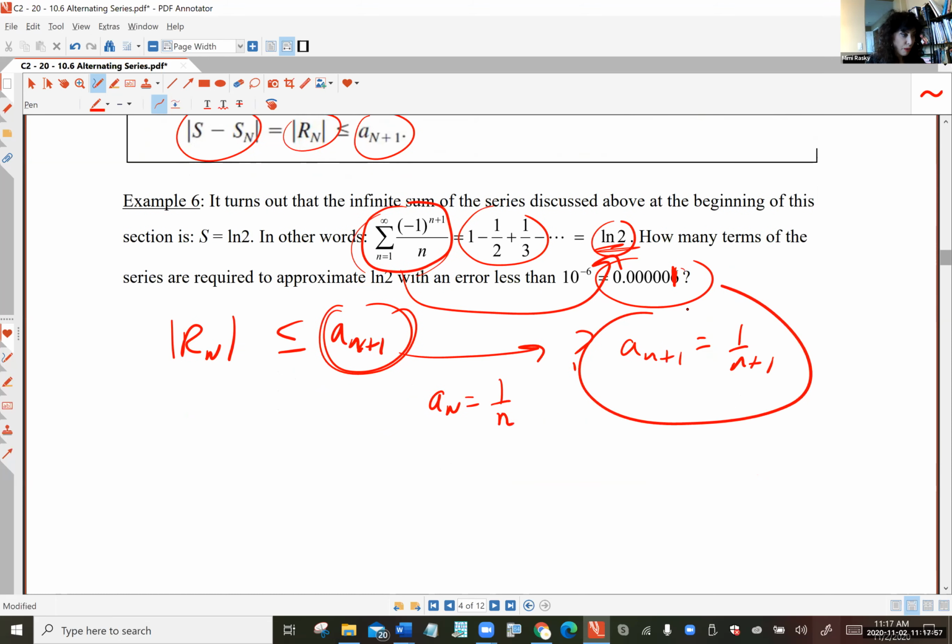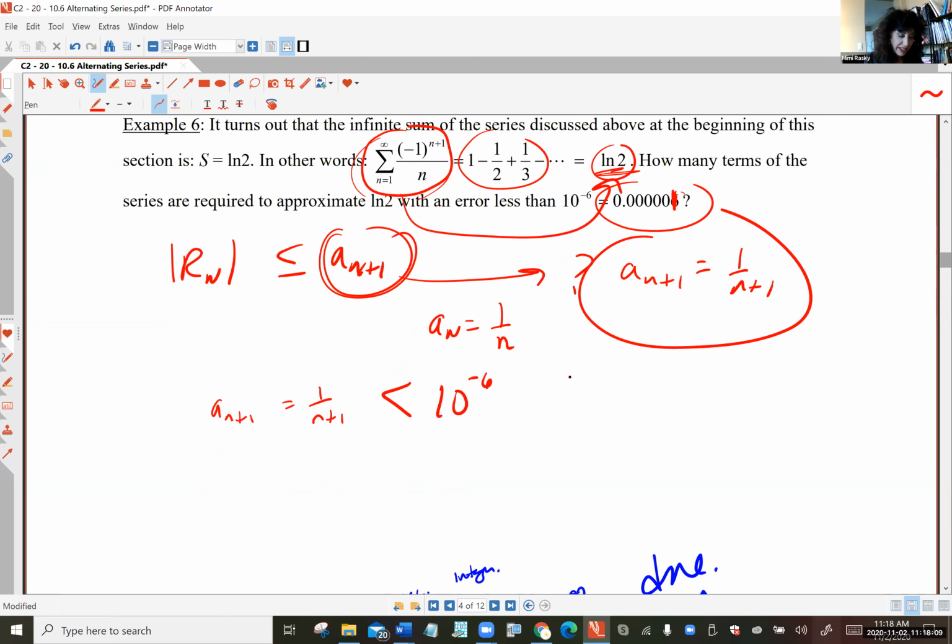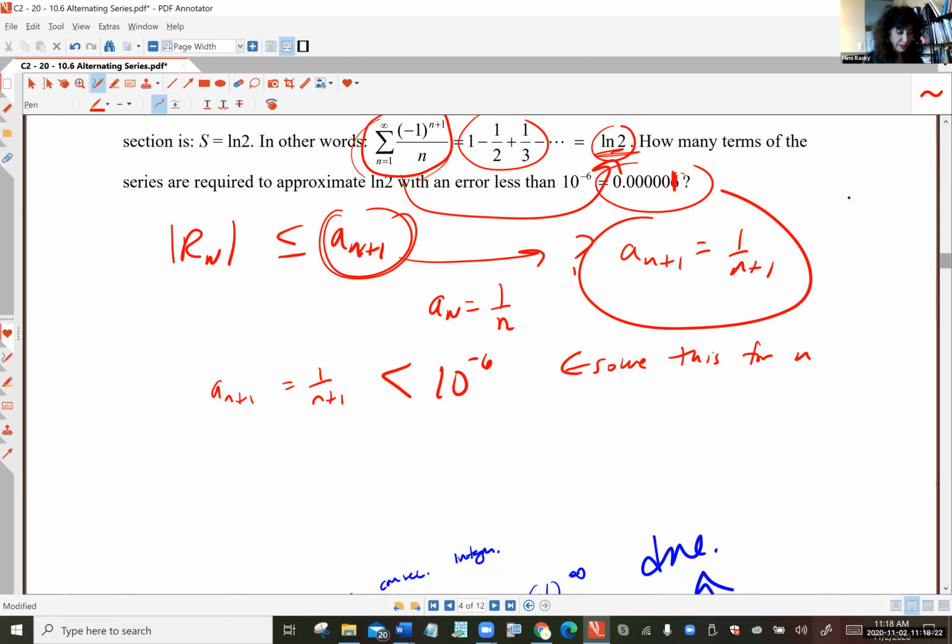Okay. So what we're saying is that we want this n plus 1th term, which we now know is 1 over n plus 1, to be less than 10 to the negative 6, because that's basically our remainder. And so the key here is to solve this for n. And that will give you the number of terms you need to be within that small distance, 10 to the negative 6, from ln of 2.